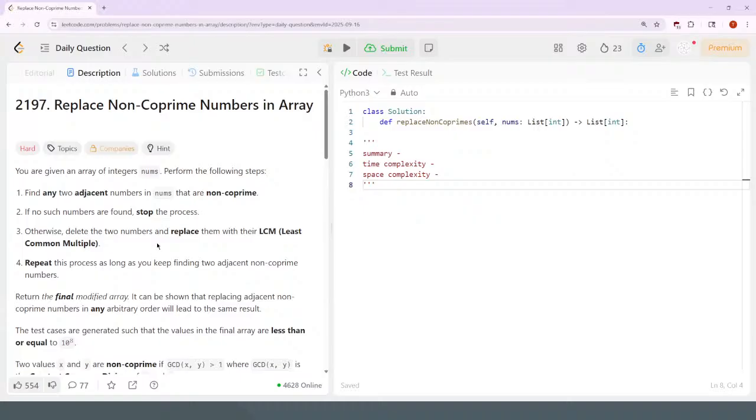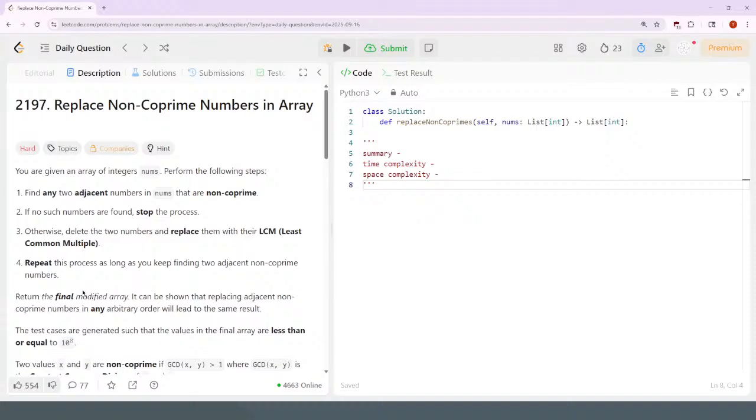Non-coprime. So coprime means they share a prime number. Non-coprime means they don't share a prime number factor, I think. If no such numbers are found, stop the process. Delete the two numbers and replace them with their least common multiple. Least common multiple. Repeat this process as long as you keep finding two adjacent non-coprime numbers.